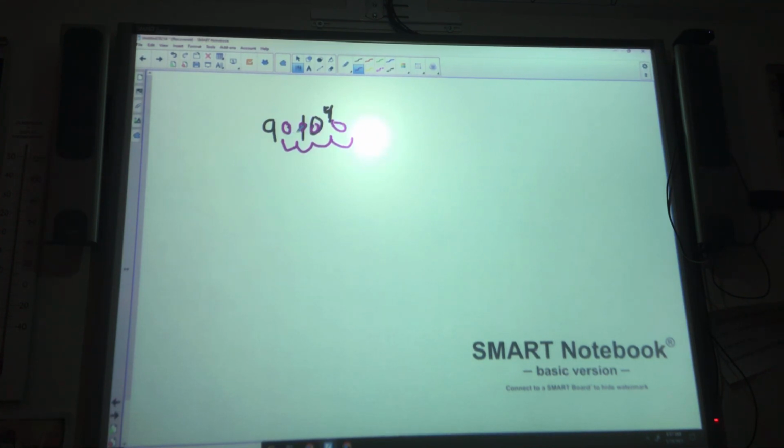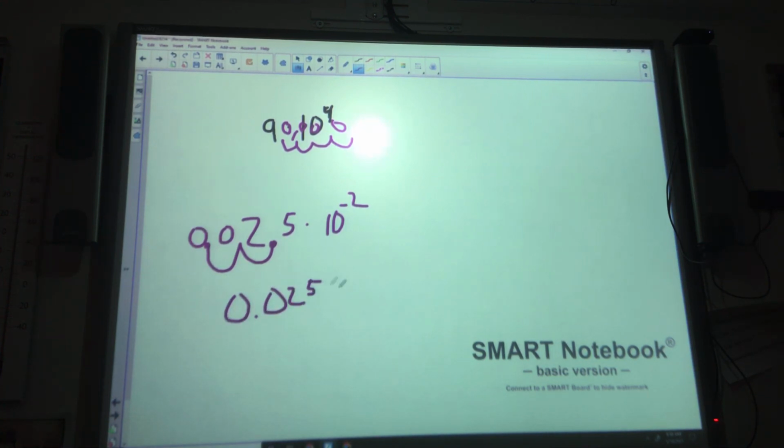Yeah, 90,000. And last one, 2.5 times 10 to the negative second is what? Am I moving it to the left or the right? Left, because I'm making it smaller. 1, 2. That means I have 0.025. And that's it. You can now start on your assignment.